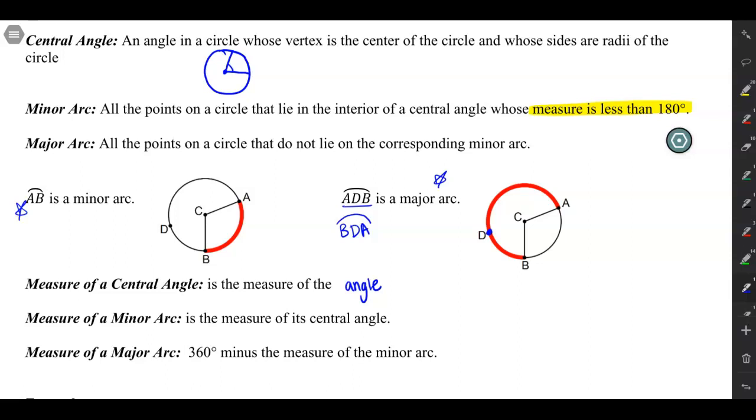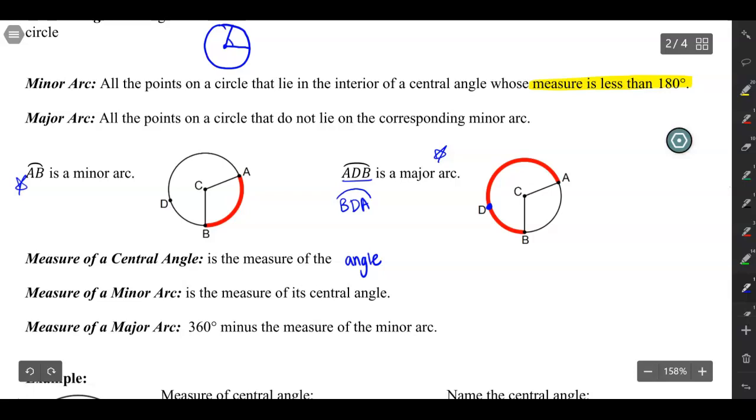The measure of the minor arc is the same as the measure of the central angle. So once you know the central angle, you know the measure of your minor arc. Then to figure out your major arc, you take 360, which is the whole circle, and subtract the measure of the minor arc. The major arc and the minor arc together make a full circle, which we know is 360 degrees, so you figure out what's left over from 360.